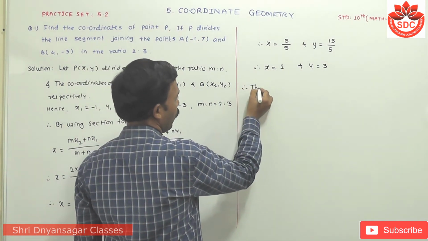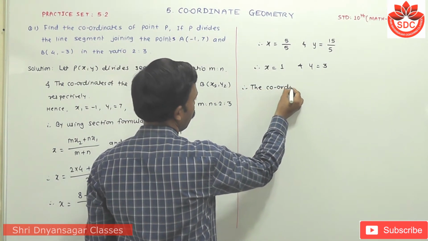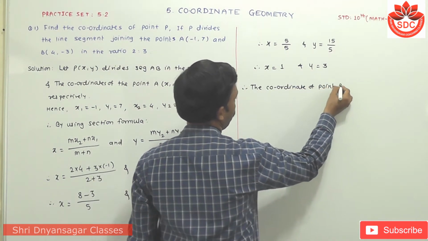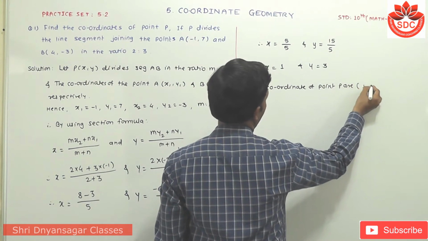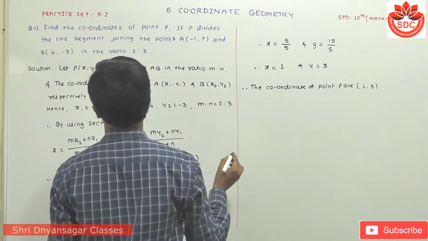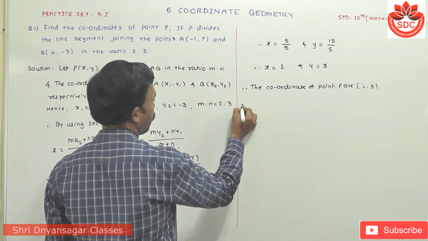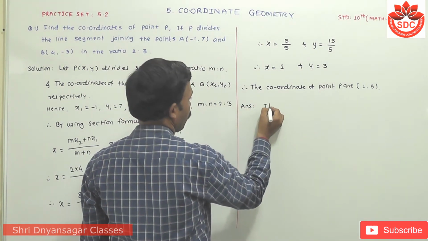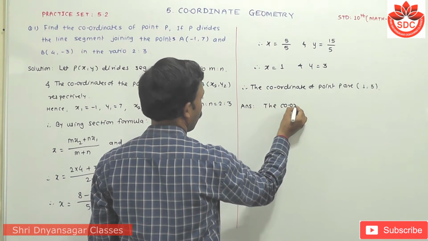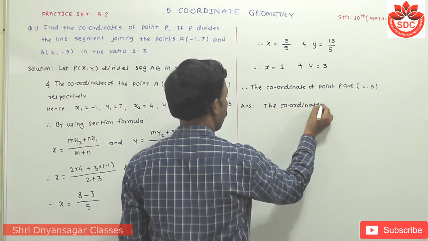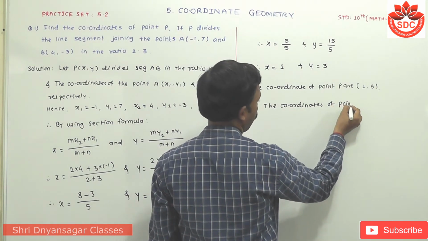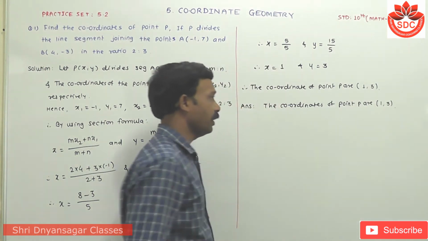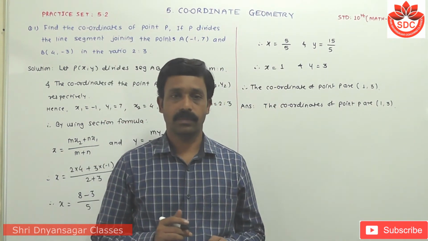Therefore the coordinates of point P are 1 and 3. Then we write the answer in a full sentence. Therefore answer: the coordinates of point P are 1 and 3. Can you understand? We take the next question.